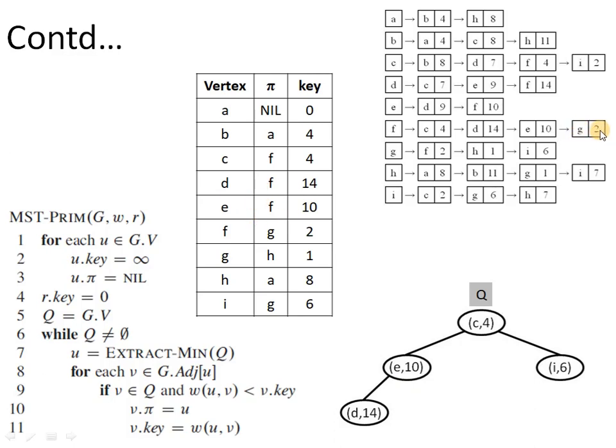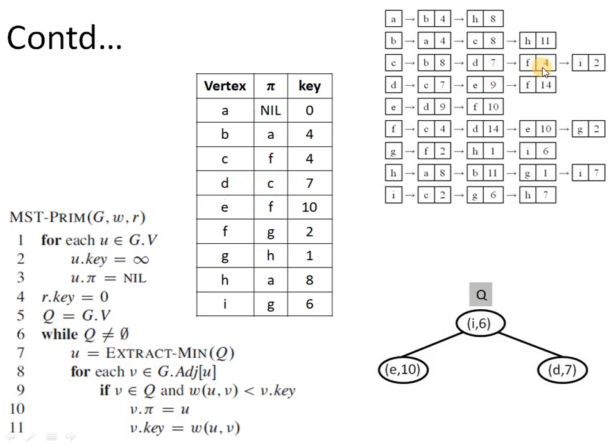Then we have G, but G is not a part of the heap, so there is no need to do anything. Next extract min operation will delete C from the heap, and the linked list corresponding to vertex C has B, not a part of the heap. D, yes, it is a part of the heap, and its new weight value comes out to be 7. So this D comma 14 will be updated to D comma 7. Accordingly, the pi attribute of D will be updated to C.